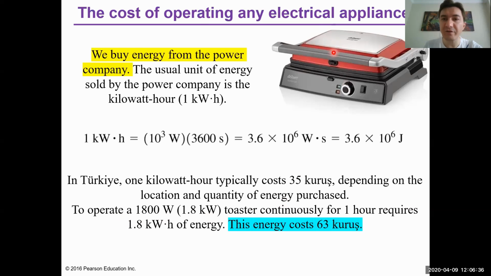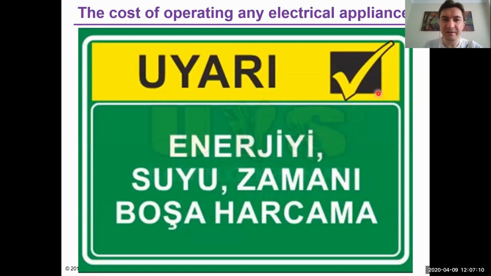To operate a toaster, which has 1.8 kilowatt power, if you would like to use it continuously for 1 hour, it requires 1.8 kilowatt hour of energy. And for 1 kilowatt hour, energy costs 35 kurush. So for 1 hour of use, that toaster costs 63 kurush. If you don't use it, please switch it off. Don't waste the energy, don't waste the water, don't waste the time.